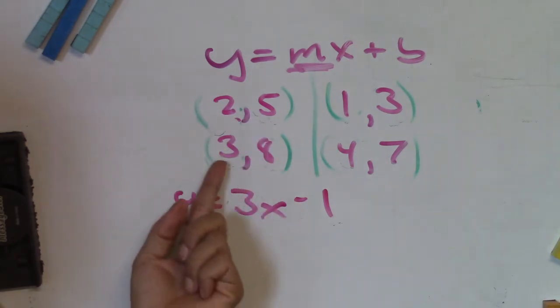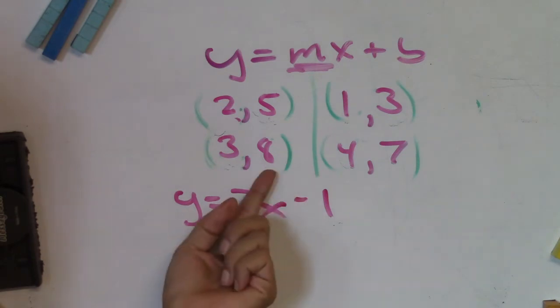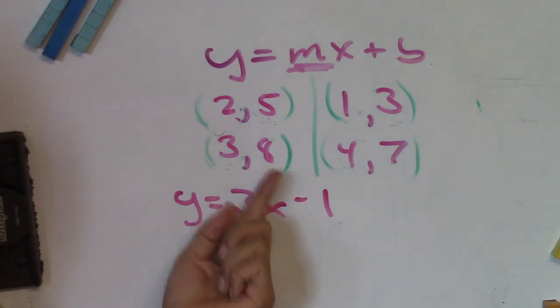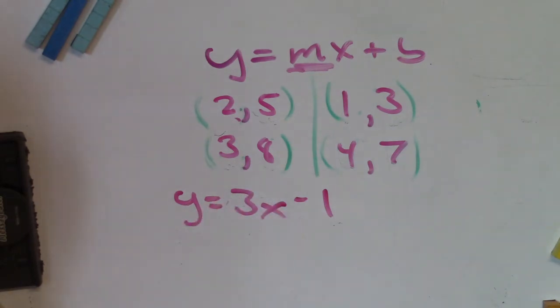And it's consistent, right? Because 3 times 3 is 9, minus 1 still gives me 8. So I think I've found the relationship between those numbers. That 5 is the same thing as 3 times the x minus 1. And the way to write that is y equals 3x minus 1.